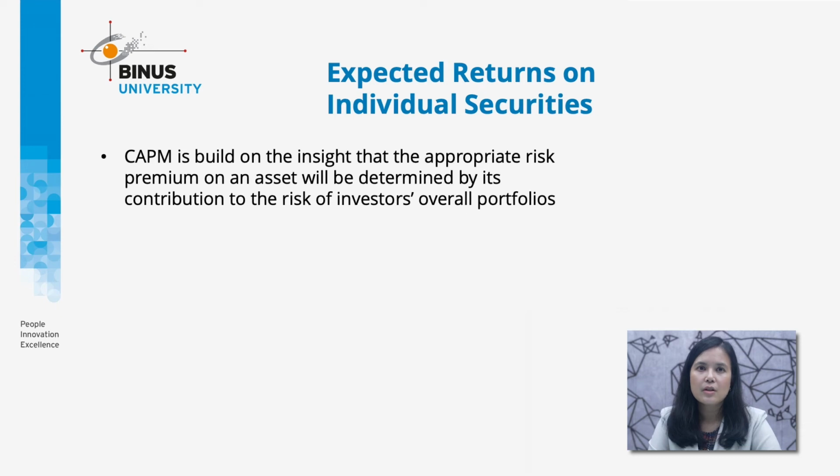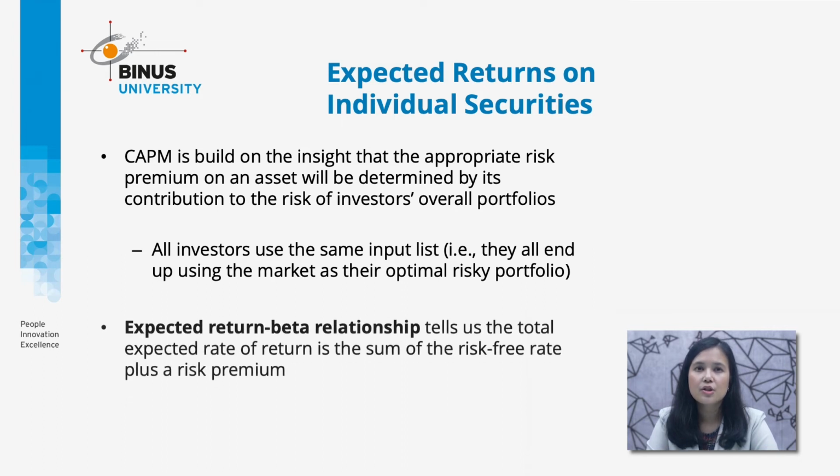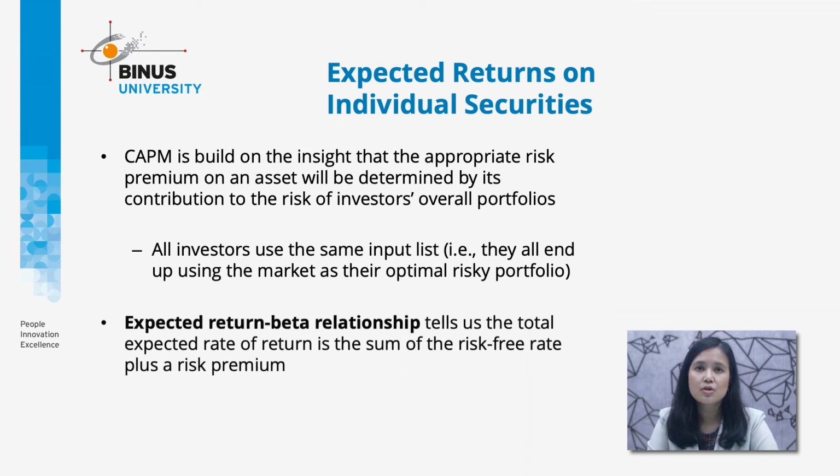CAPM is built on the insight that the appropriate risk premium on an asset will be determined by its contribution to the risk of investors' overall portfolios. All investors use the same input list. So, the expected return-beta relationship tells us the total expected rate of return is the sum of the risk-free rate plus a risk premium. If a stock is riskier than the market, it will have a beta greater than 1.